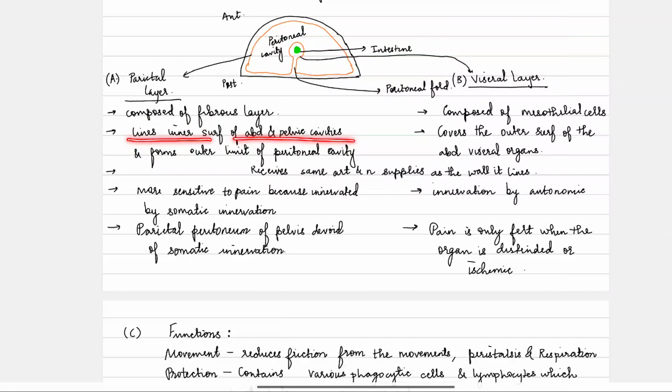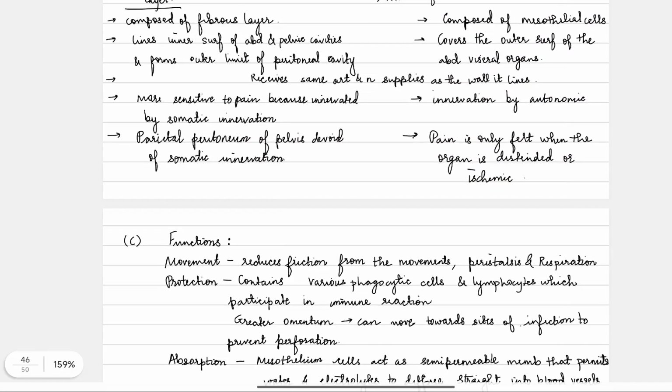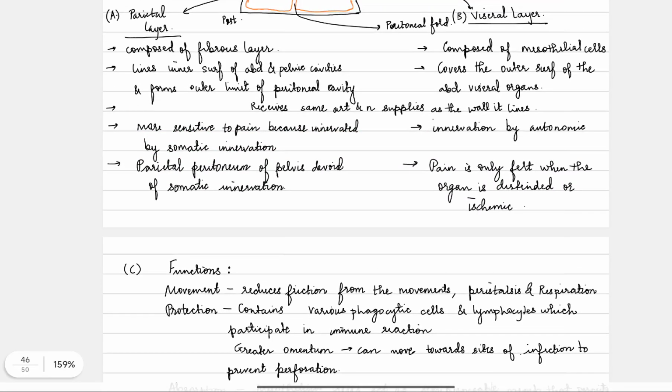It lines the inner surface of the abdomen and pelvic cavity and forms the outer limit of the peritoneal cavity. The visceral layer is composed of mesothelial cells and covers the outer surface of the abdominal visceral organs. It receives the same artery and nerve supply as the wall it lines. The parietal layer is more sensitive to pain because it is innervated by somatic innervation. The visceral layer is innervated by autonomic innervation. The parietal peritoneum of the pelvis is devoid of somatic innervation, and in the visceral layer, pain is only felt when the organ is distended or ischemic.